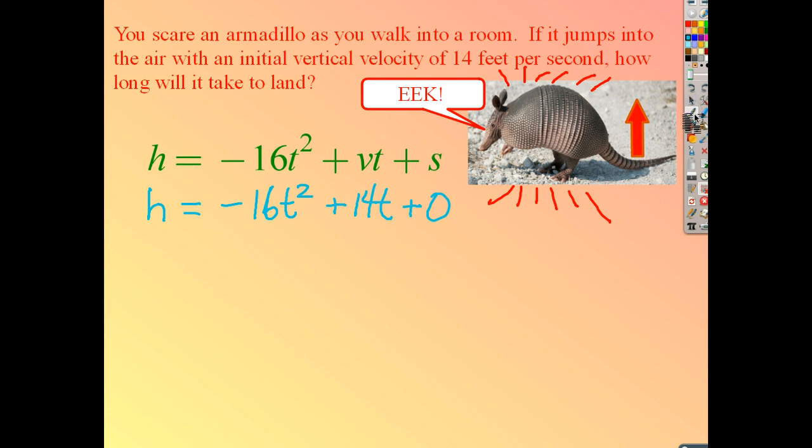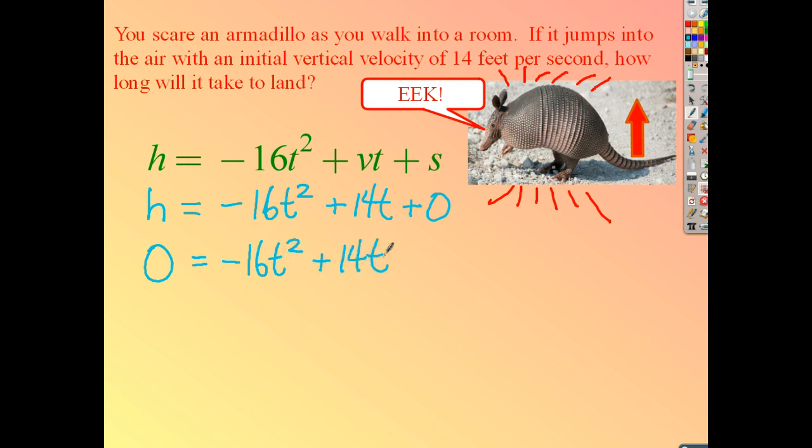So the height after this amount of time is going to be 0, okay? Because after the whole time goes by, where is it? It's back on the ground. So this is the ending height. And because it landed back on the ground, it's at 0. So now we're going to get negative 16 t squared plus 14 t.